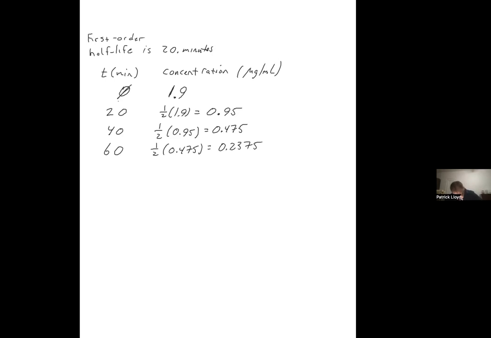Another 20 minutes would be 80. Half of 0.2375 would be 0.11875. Okay, get the idea? Let's go up another 20. 100 minutes. Half of 0.11875 gives us 0.059375. We only need 2 digits past the decimal.